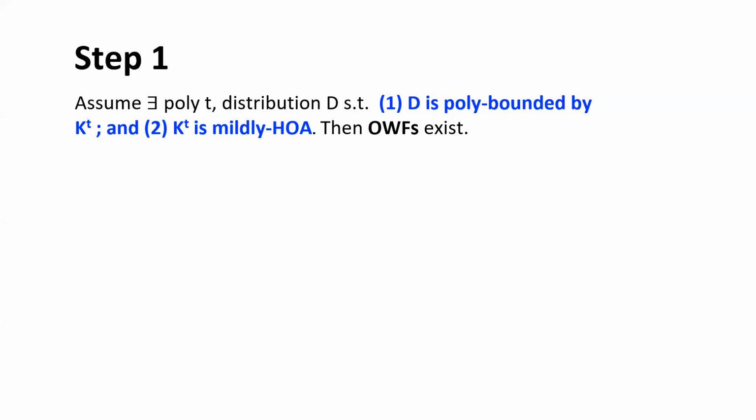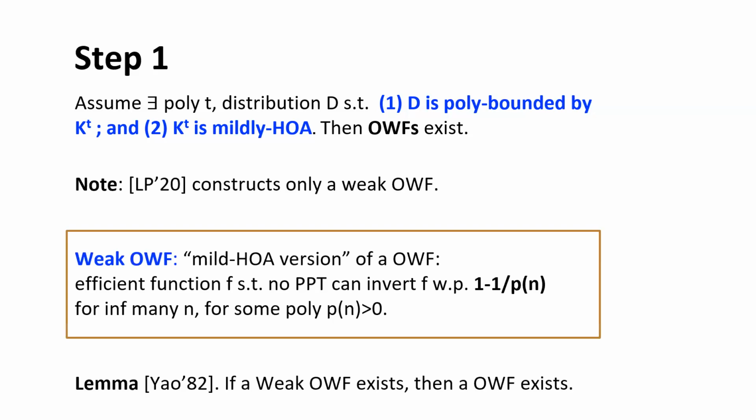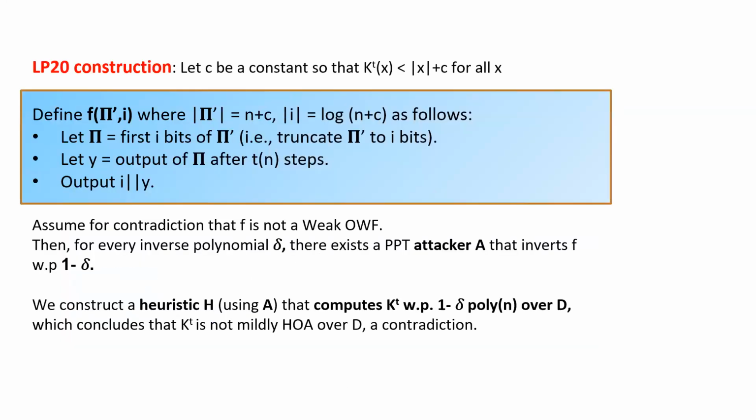Here our goal is to construct a one-way function. First, observe that LP20 only gives you a weak one-way function. And we know, by the hardness amplification lemma, that a weak one-way function implies a one-way function. So it suffices to just construct a weak one-way function, and let us look at the construction.